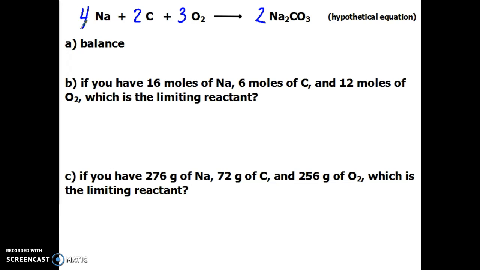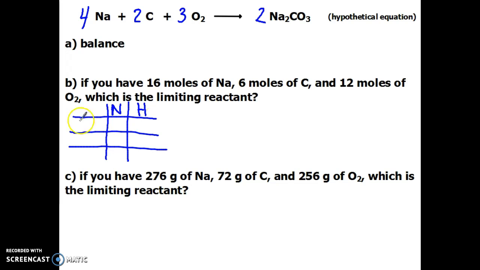In B, it says if you have 16 moles of sodium, 6 moles of carbon, and 12 moles of oxygen, what is the limiting reactant? And the easiest way to do this is set up a little chart. And so we're going to set up a little chart like this. And at the top, we're going to put an N, and we're going to put an H. The N is going to stand for how many moles I need. And the H is going to stand for how many moles I actually have.